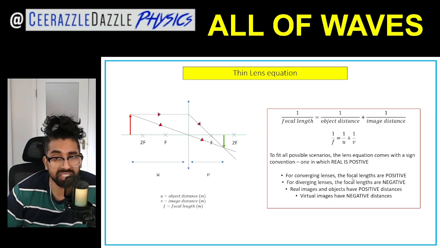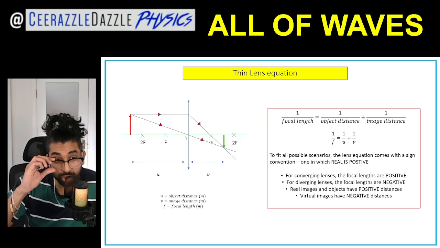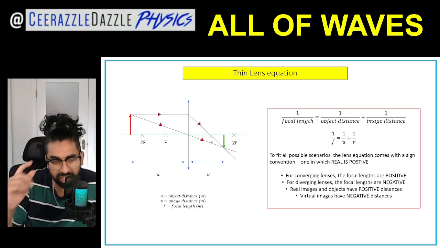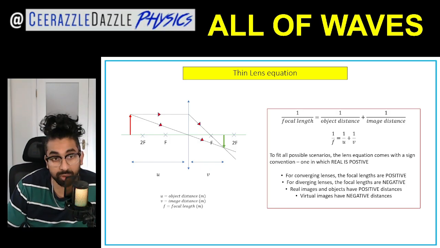So for converging lenses, the focal lengths are all positive. For diverging lenses, the focal lengths are all negative. Real images and objects have positive distances, and virtual images have negative distances. So make sure that you're happy with all of that. And that's the reason why if you are short-sighted, yes, you have diverging lenses, they are negative values. Think about when you go for an eye test, you can actually ask them, you'll see there'll be a minus. If you're short-sighted, why? Because obviously we take it that they are negative because it's a diverging lens.